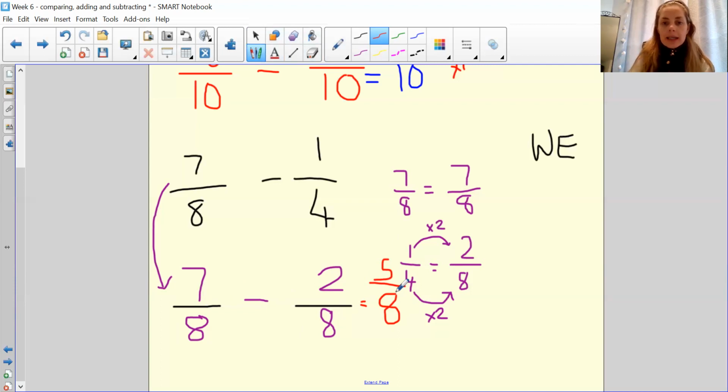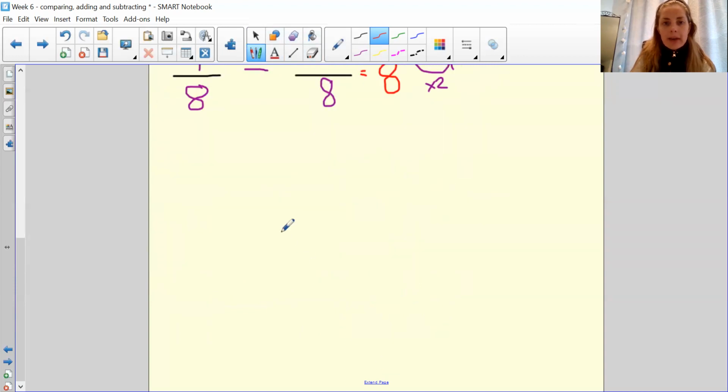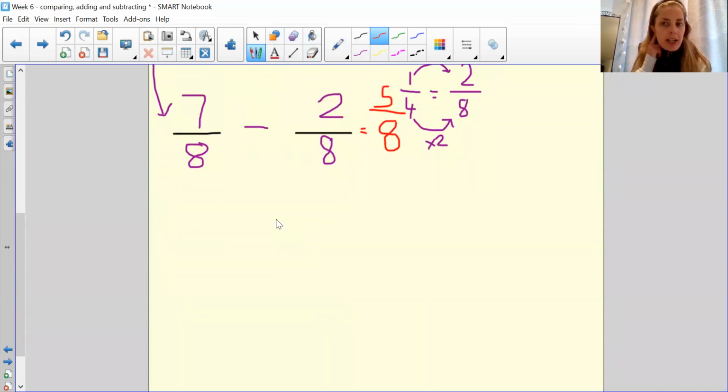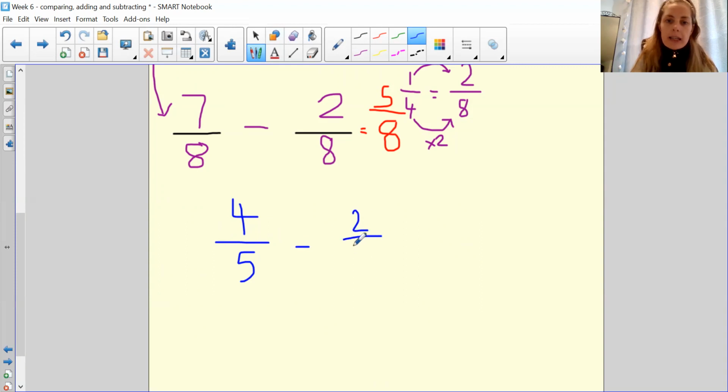Okay, right. Let's do one more together, I think. This one, I'm just going to tell you the steps, and then you can see if you can work it out on your own. So let's do 4/5 minus 2/10.